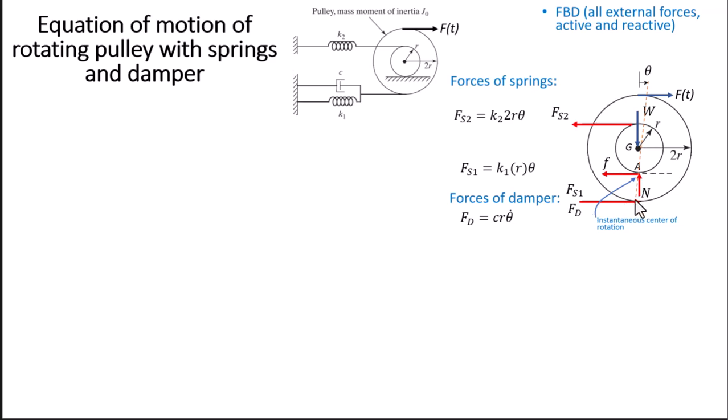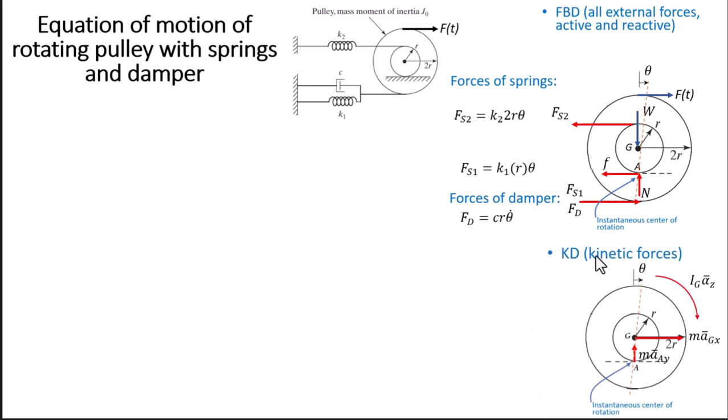And the velocity of this point will be r theta dot. Therefore, the force of the damper will be the constant of the damper times the velocity. Now we do the kinetic diagram. We know that the pulley is rotating, and since this is the instantaneous center of rotation, we can relate the rotation with the displacement. We will have the mass times the acceleration of the center of mass. The point of contact has only acceleration in the y direction.